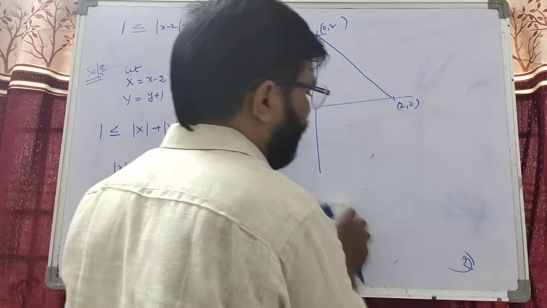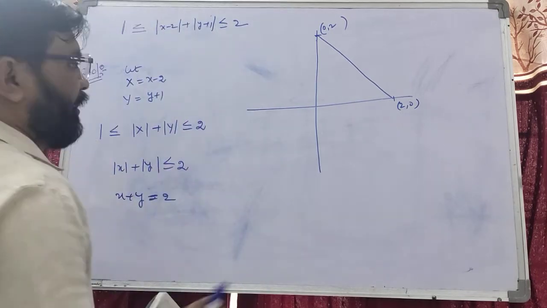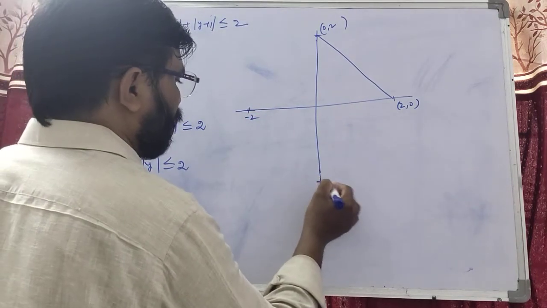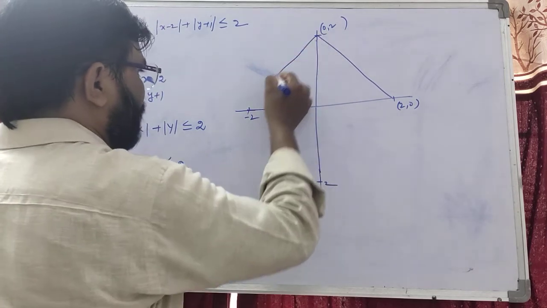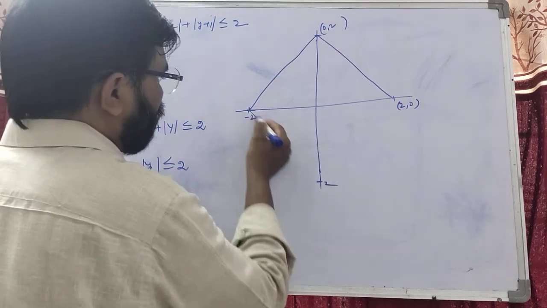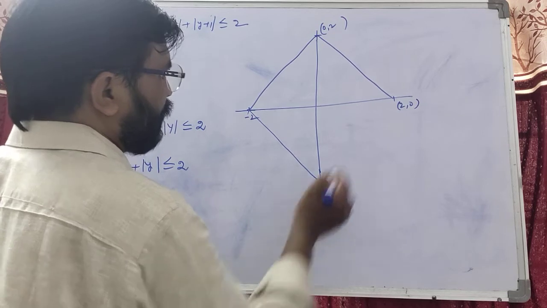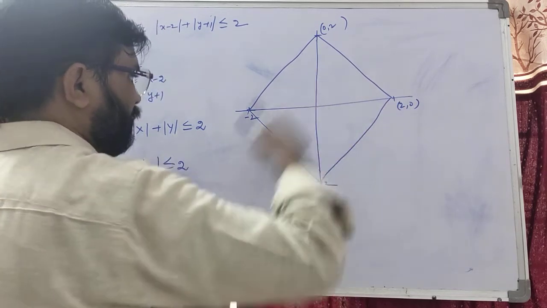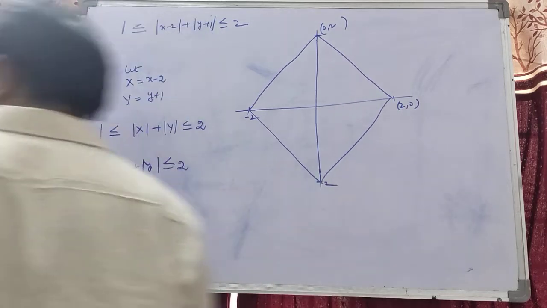Now similarly we take minus 2 here. This is also minus 2. This is minus x plus y, and this is minus x minus y equal to 2. This is the same side. Okay, students, these are all lines, and these are all inside.